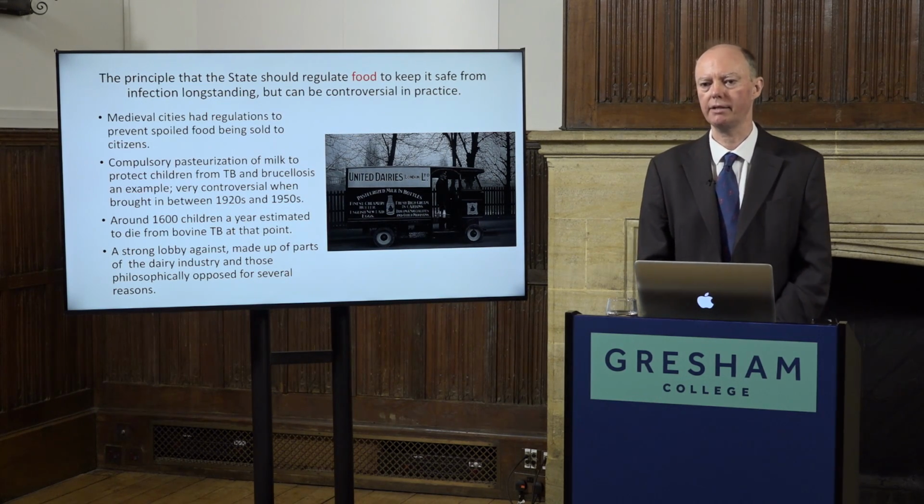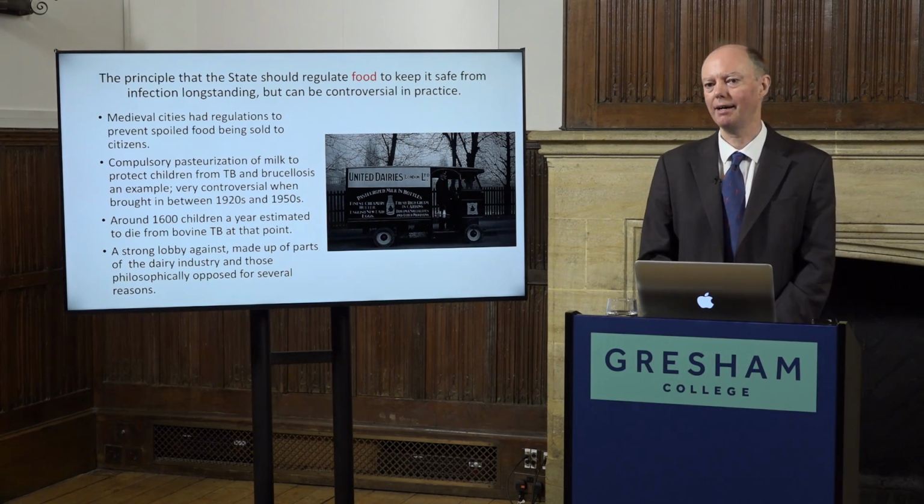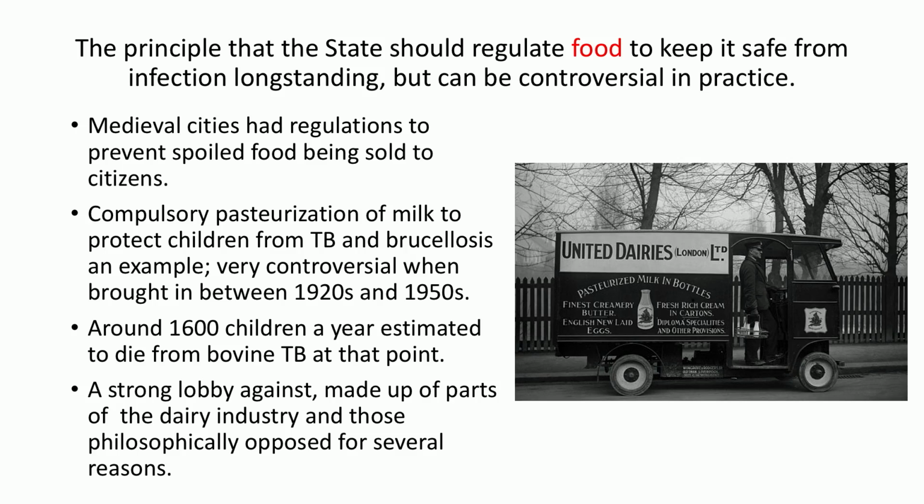Now, this has gone back a long time. Medieval cities had regulations about preventing spoiled food being sold, and cleanliness and a variety of other things to help try and reduce the risk of infection. Sometimes they actually allowed the food to be sold to strangers, but prevented it from being sold to citizens. And I'm going to give three examples where the state had to act for public health with food, but which were controversial about whether the state should act and how it should do so.